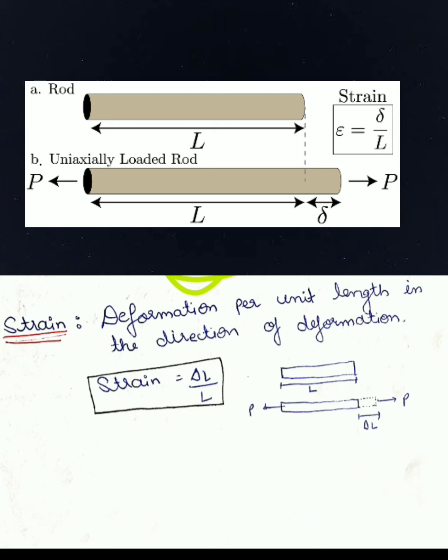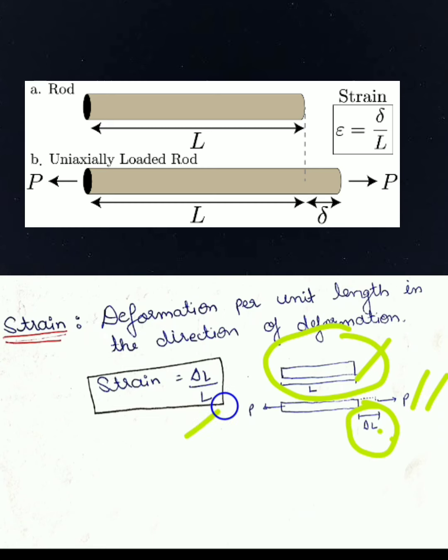Okay, now come to strain. Strain is deformation per unit length in the direction of deformation. Earlier the length of the object was L. When the force was applied on it, there was a small change in length, that is delta L. So strain will be delta L upon L, that is change in length upon actual length, right?